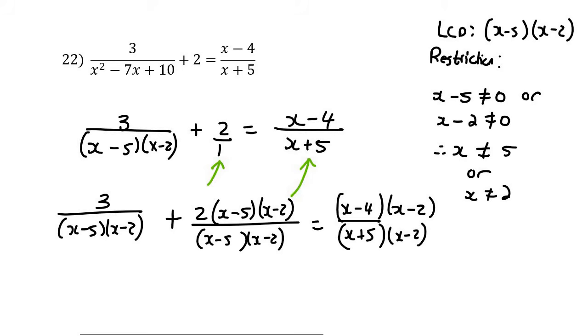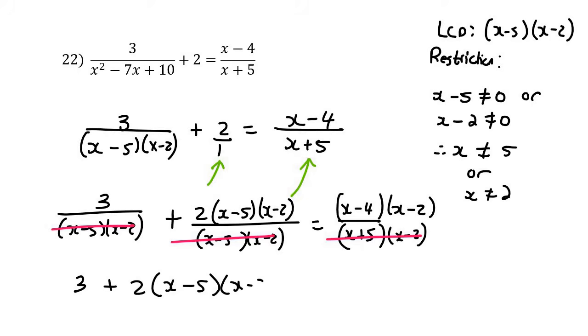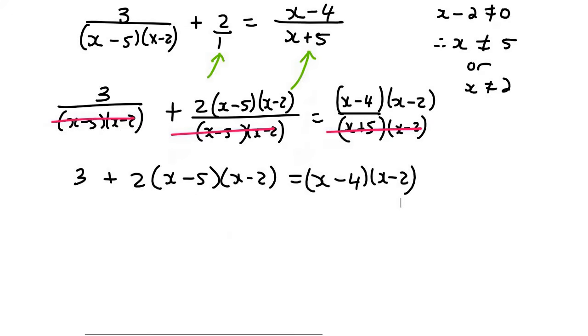Like that. Now that the denominators are the same, we can ignore all of them. And then just rewrite everything that you have. Don't do any multiplying in or anything like that. Just rewrite everything for now. Okay, now we can start multiplying in.